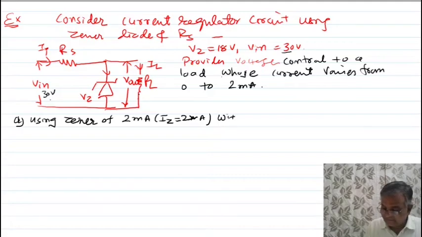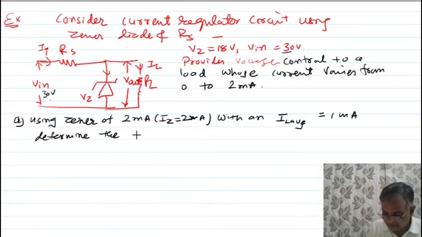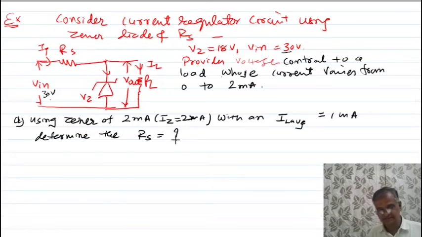With an average value of the load current of 1 milliampere, determine the necessary value of series resistor RS. It's very simple, you can say.